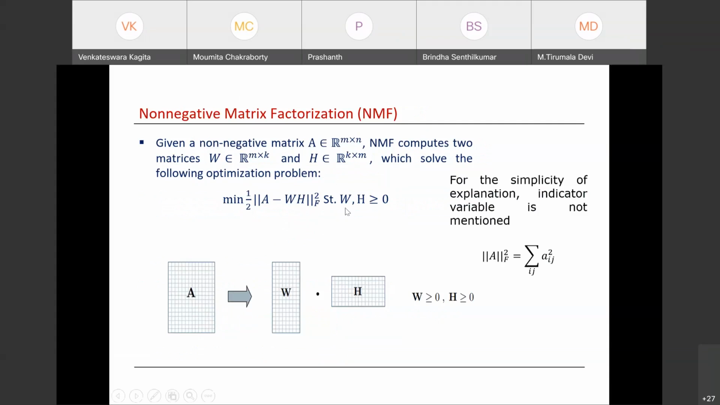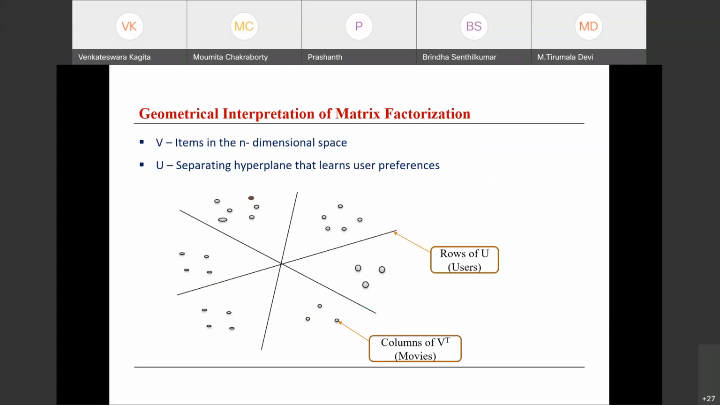This is the objective function, and this is the Frobenius norm of A minus WH. W is equivalent to U, and H is equivalent to V in our notations in the previous slides. It is the same, only with the additional constraint that you are imposing. Similarly, you can give a geometrical interpretation for matrix factorization.